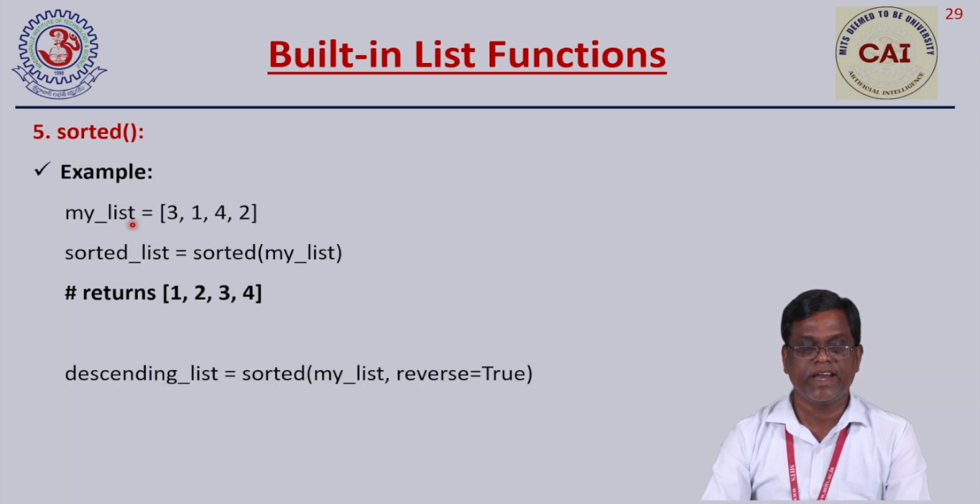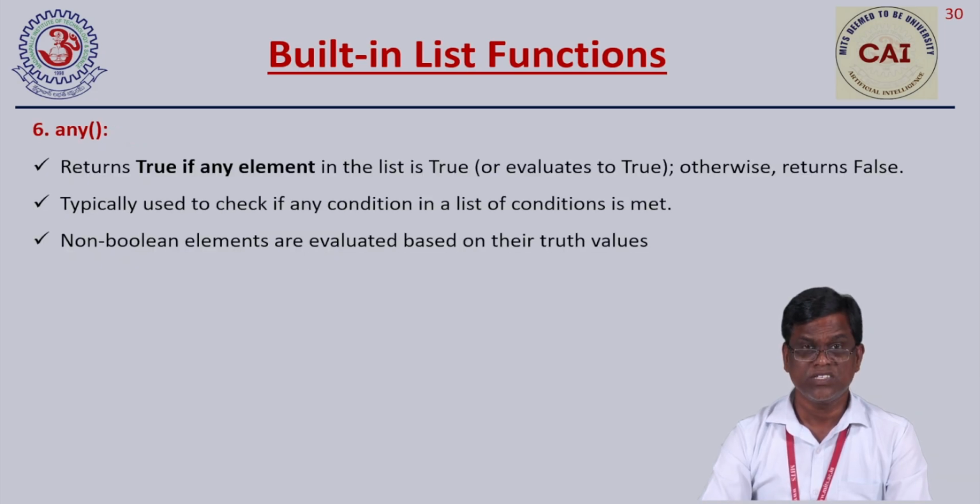A list is created with the values 3, 1, 4, 2. If you apply the sorted function on this list, it will return 1, 2, 3, 4 by default in ascending order. And if you need the values in descending order, we need to add reverse equal to true, so that it will return the values in descending order, 4, 3, 2, 1, like this. So the next function is the any function.